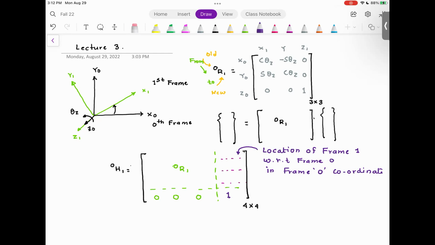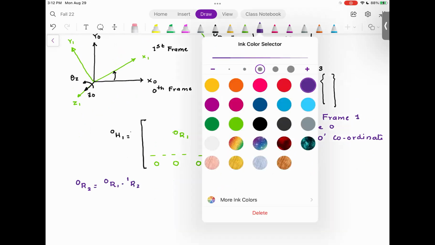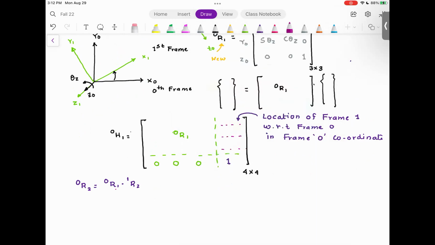Next thing which I want to talk about, and in the first problem it won't be needed, but I just want to tell you something else, is imagine that you can have successive rotations. So for an example, I can express 0R2 is equal to 0R1 multiplied by 1R2. You can see this guy gets cancelled, and finally I have 0R2.